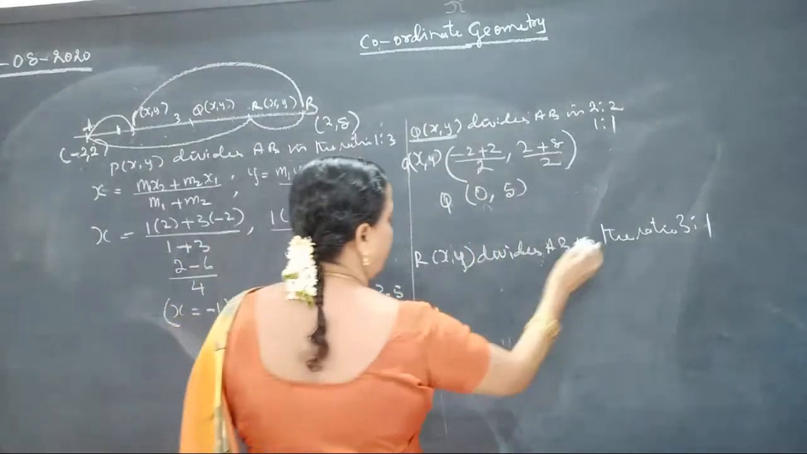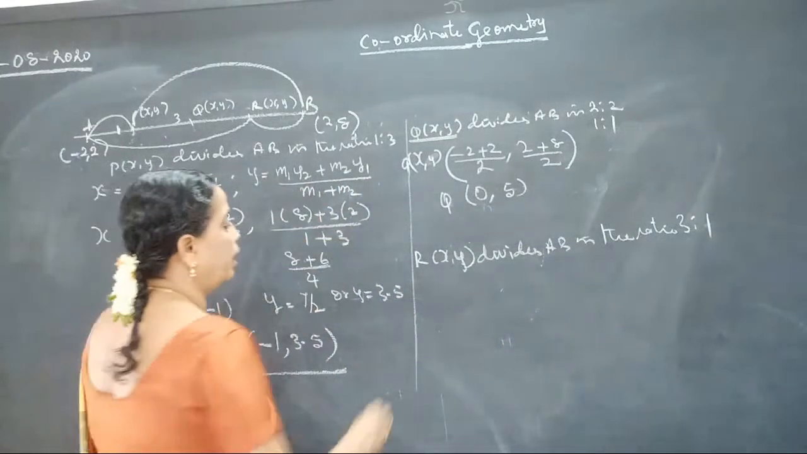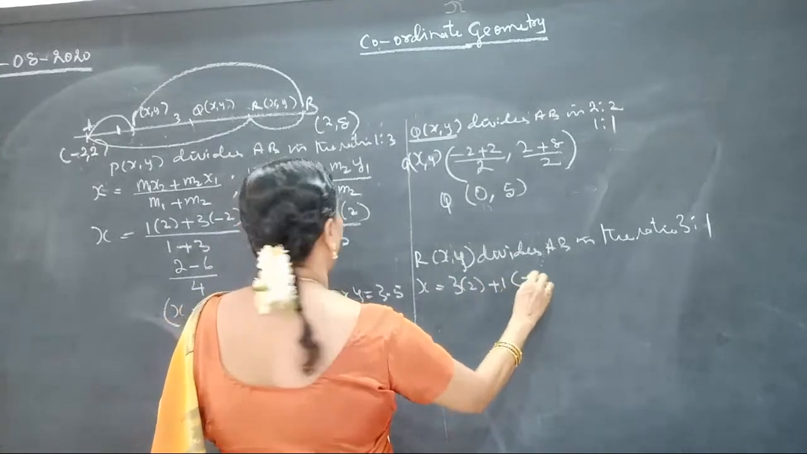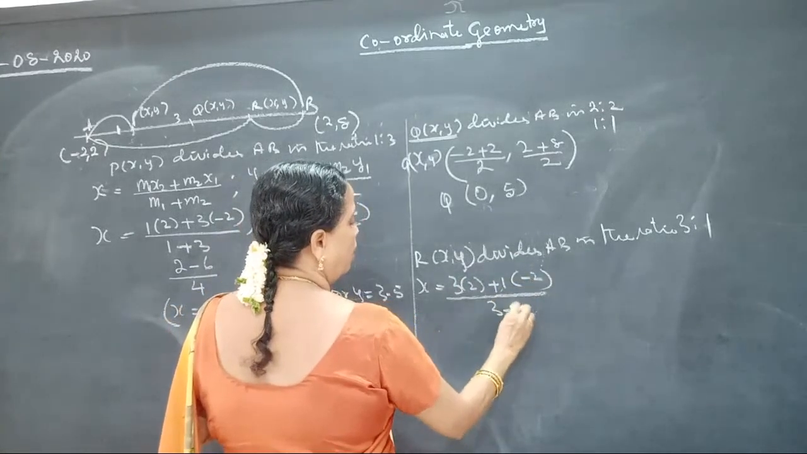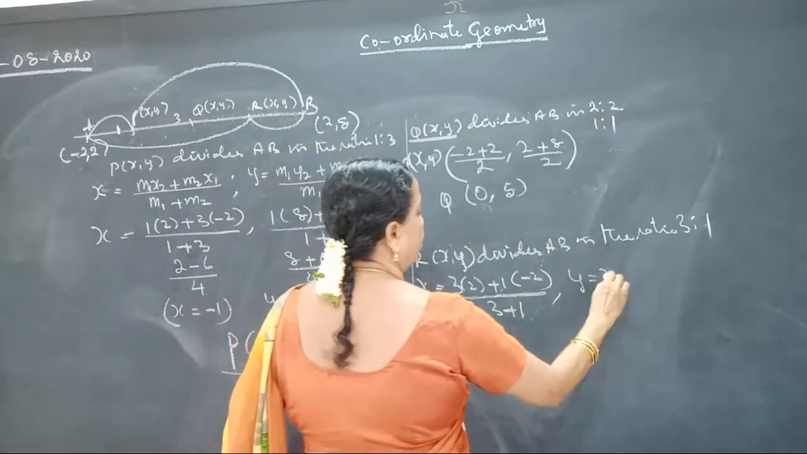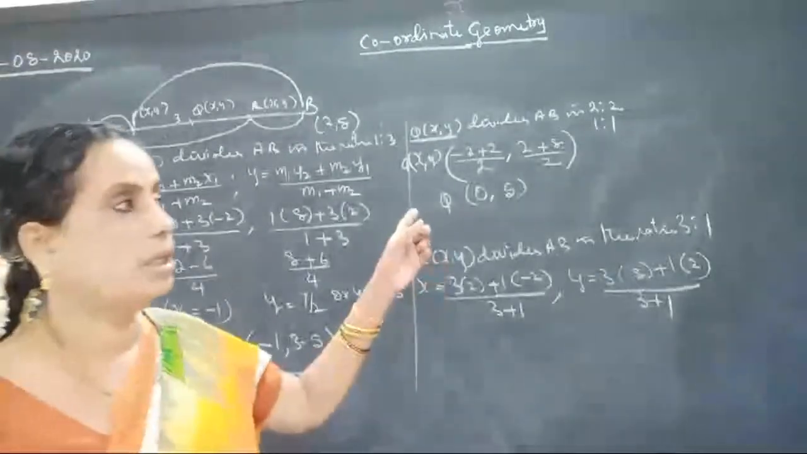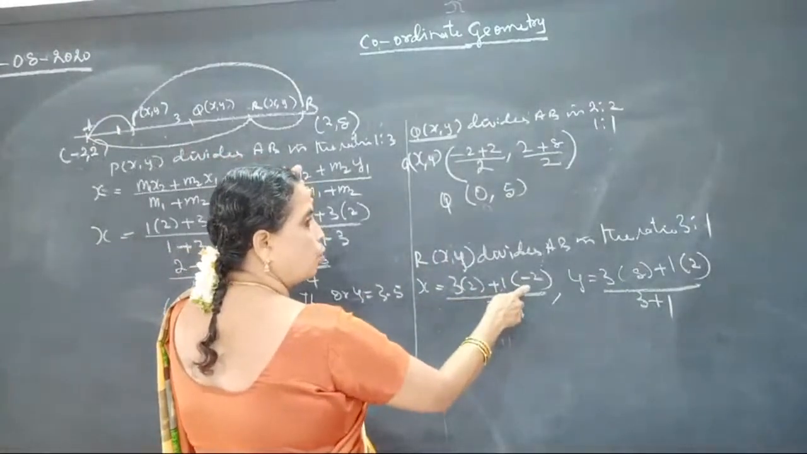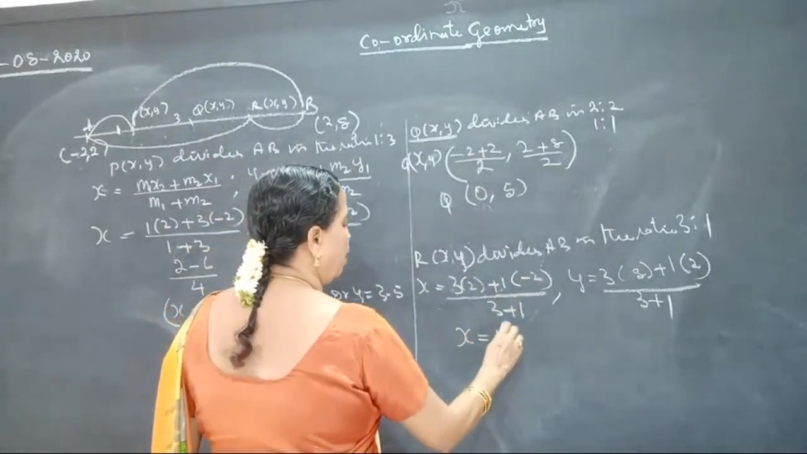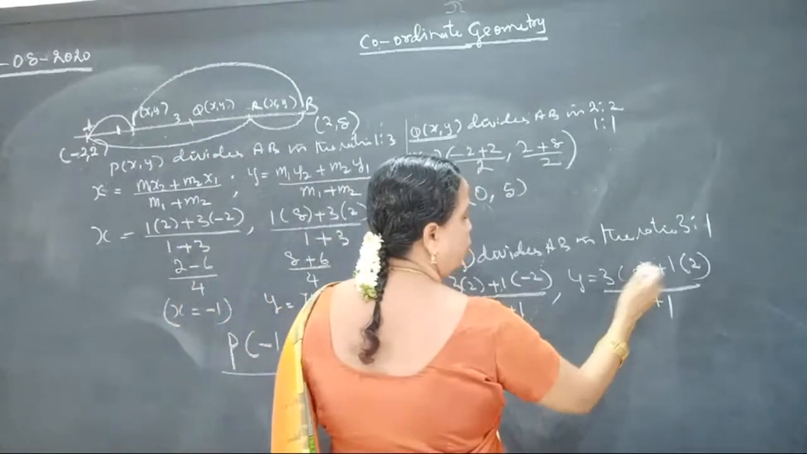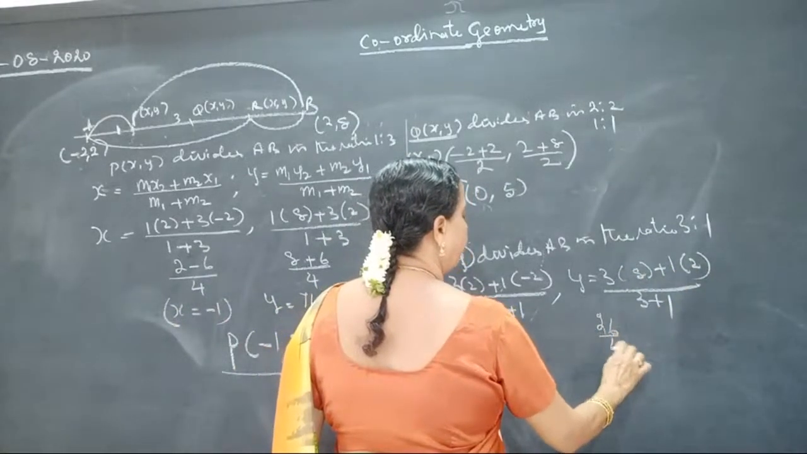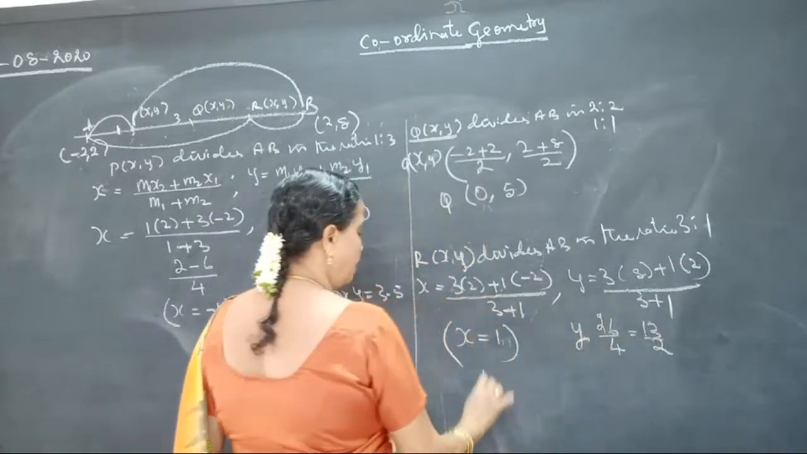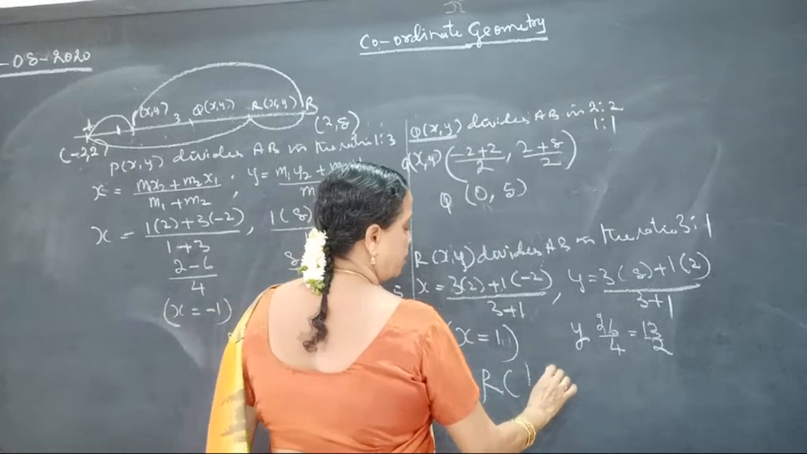Now, in the ratio 3 is to 1, x equals (m1 x2 plus m2 x1) by (m1 plus m2), and similarly for y. Repeat the formula. See the ordered pair properly. You will get 3 2s are 6, 6 minus 2 is 4, 4 upon 4 is 1. 8 3s are 24 plus 2, 26 upon 4, it is 13 by 2. So we have the ordered pair (1, 6.5).